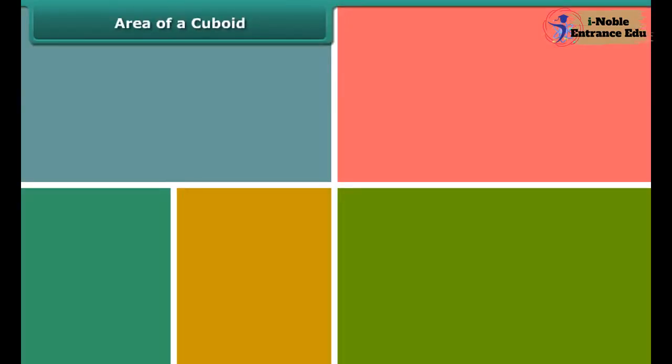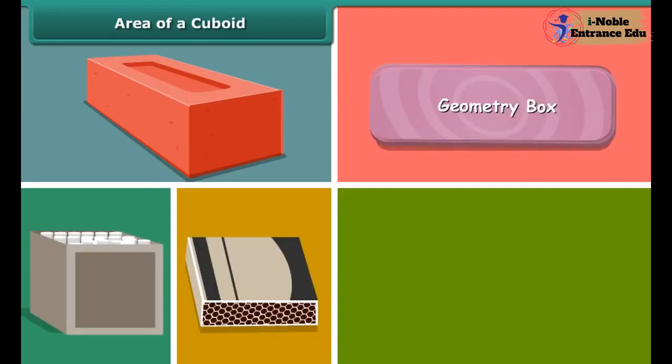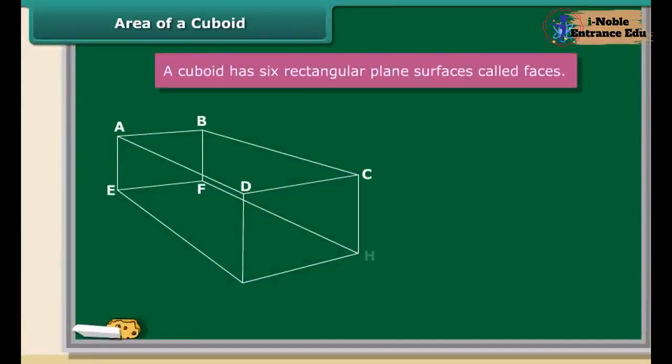Just guess the shape of brick, chalk box, geometrical box, matchbox, and a book. That's right, these are all examples of cuboids. A cuboid has 6 rectangular plane surfaces called faces. So you can say ABCD, ABEF, BCHF, EFHG, ADGE, and DCHG are the faces of the given cuboid.